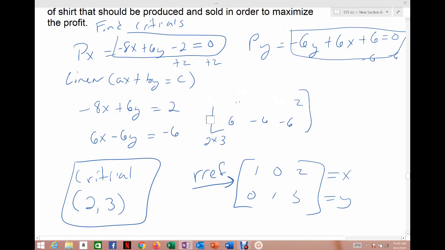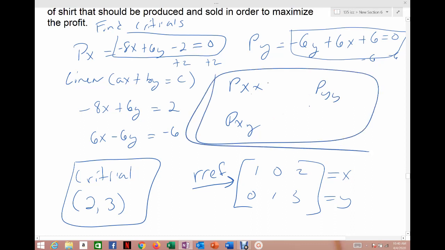Alright, so I'm going to erase this to give myself a little more space to write out what my derivatives are. Alright, so my second derivative with respect to x, my mixed derivative, and my second derivative with respect to y. So this is where I'm going to put them. And they should just come out numbers. Whenever it's the linear case, they're just single numerical values.